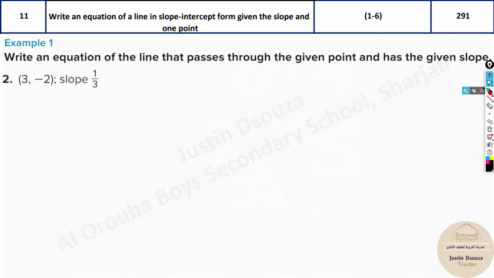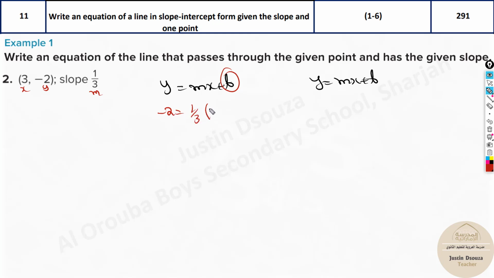First thing, write the slope-intercept form. We are using this formula 2 times. Y equals mx plus b. Again, you can write it. Y equals mx plus b. First time, find the b value. Here, we find the b value only. So substitute x, y, and m. Y value is negative 2 equals, m is 1 by 3, times x value 3, plus b. And simplify, it is 1 times, minus 2 equals b. Now here we found the b value, so substitute it over here.